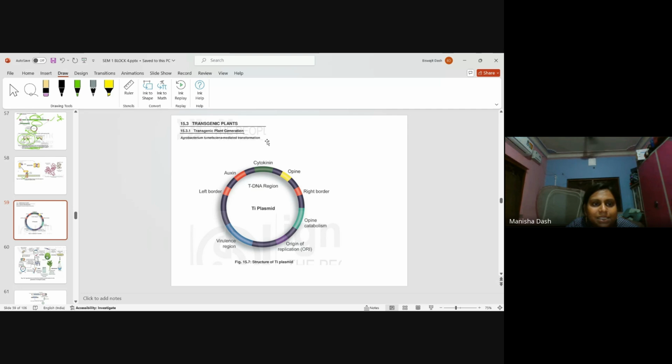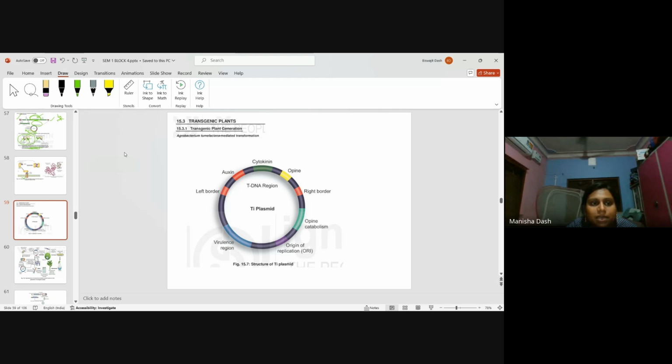Then comes the transgenic plants. So first of all, just understand what is meant by transgenic organism. So any organism having a different gene. So trans means actually other. Okay. So any organism that has gene from some other organism will be regarded as a transgenic organism. So it might be an animal, it might be a plant, anything. So basically the transgenic plant, they have genes from other different plants.